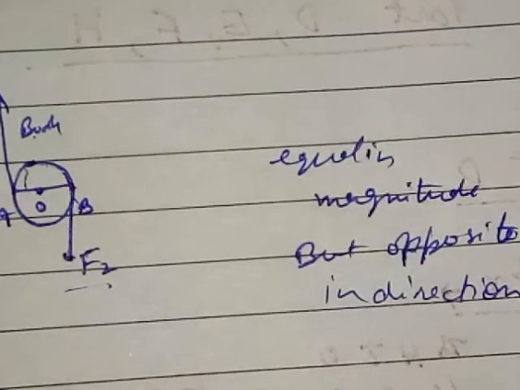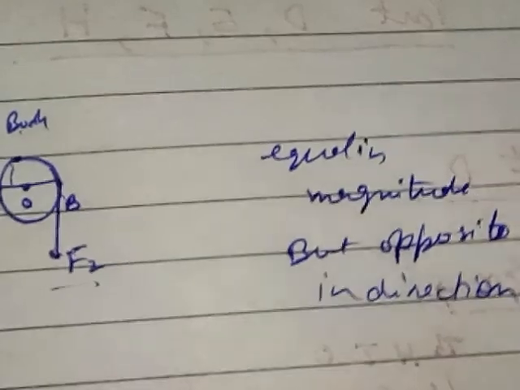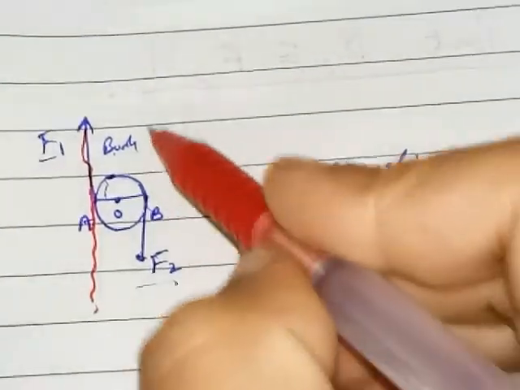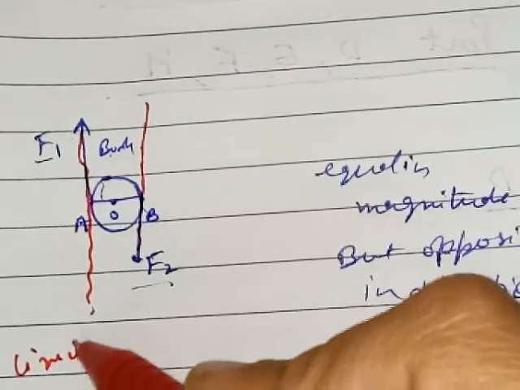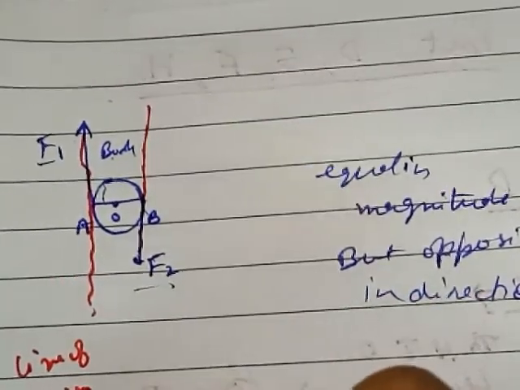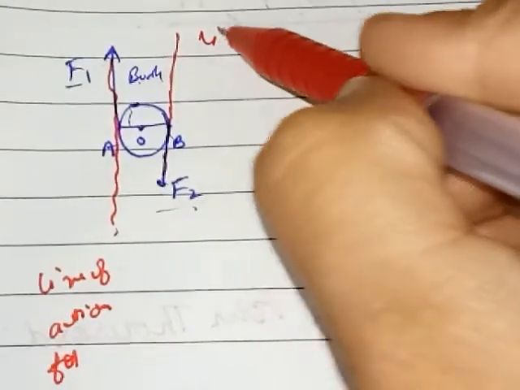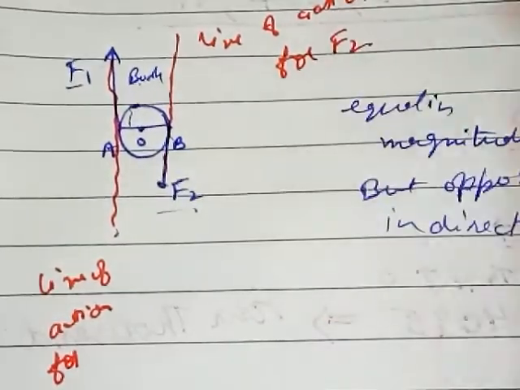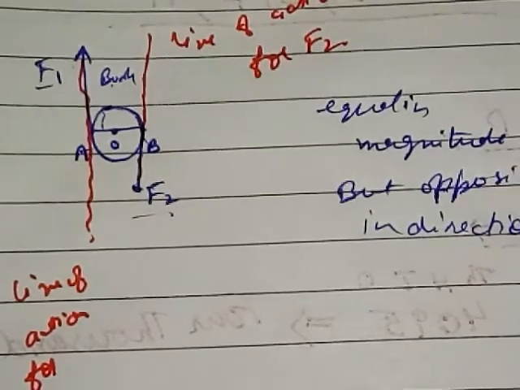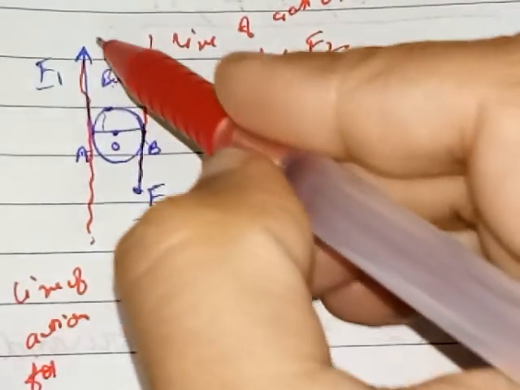For point A the line of action is like this, and for point B the line of action is like this. It means this is the line of action for F1, and this is the line of action for F2. So the lines of action are different, but they produce the same movement. It means the direction of movement is the same.